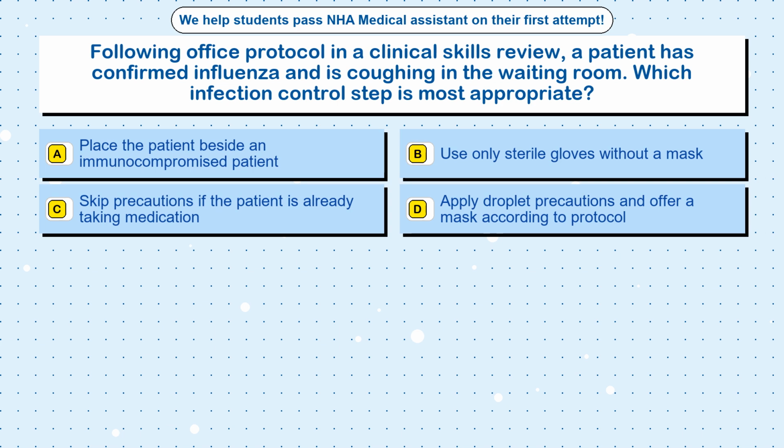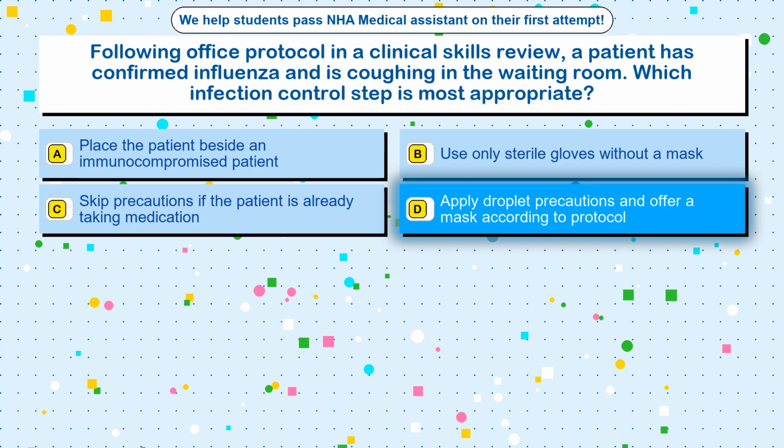Question 38. Following office protocol in a clinical skills review, a patient has confirmed influenza and is coughing in the waiting room. Which infection control step is most appropriate? Option A. Place the patient beside an immunocompromised patient. Option B. Use only sterile gloves without a mask. Option C. Skip precautions if the patient is already taking medication. Option D. Apply droplet precautions and offer a mask according to protocol.